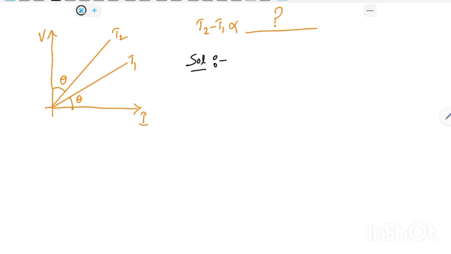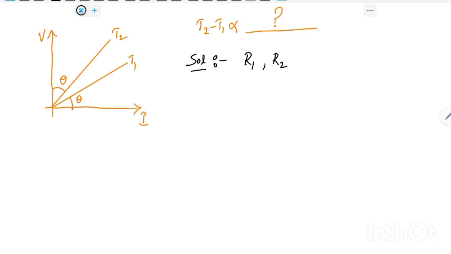Okay. So we know that if the y-axis is V and the x-axis is I, the slope of a straight line passing through origin always gives us the resistance. Is it right or not? So the slope related to temperature T1 gives us the resistance R1, and the slope of the line related to temperature T2 gives us R2.